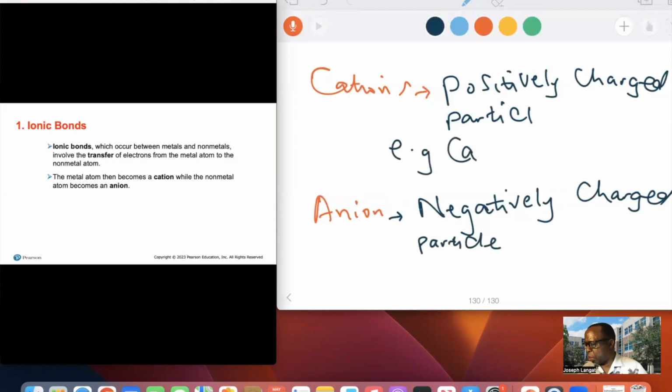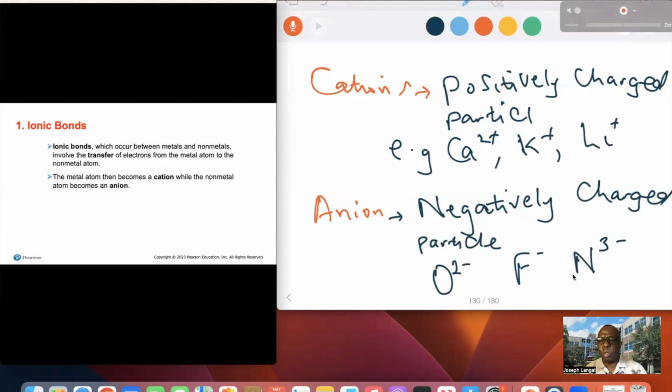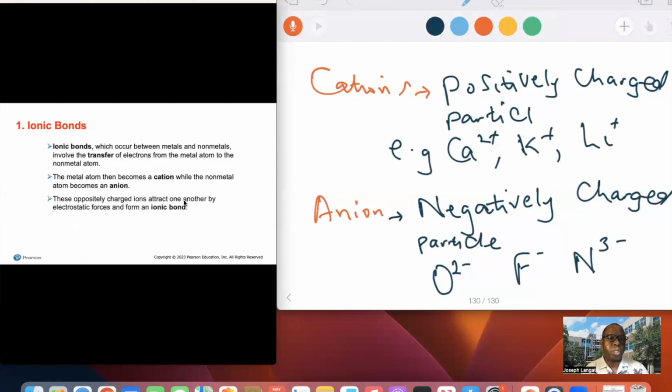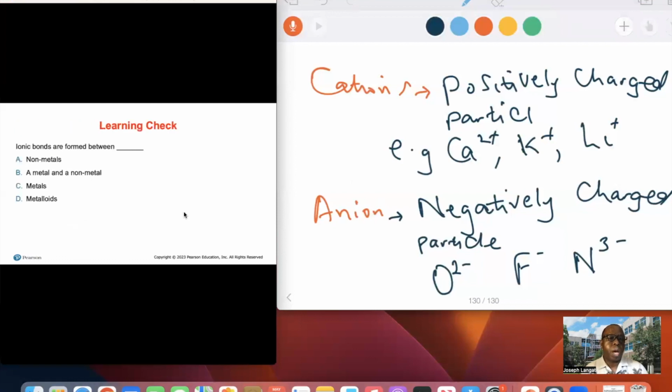For example, here we can have calcium, potassium, lithium, Li positive. This could be O2 negative, F negative, and N3 negative. I'm using the periodic table to predict this. Don't think that I've memorized it; I should be able to determine the charge based on the group number. You should always do the same thing given the periodic table. So know what an ion is, and cations are positively charged. They form what we call ionic bonds.